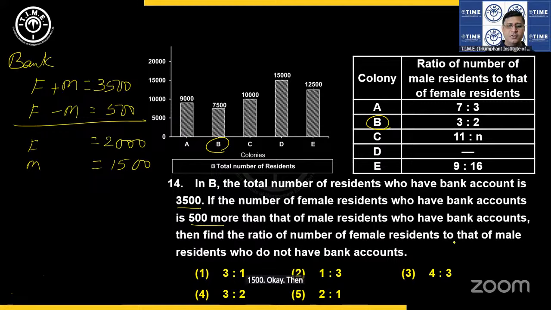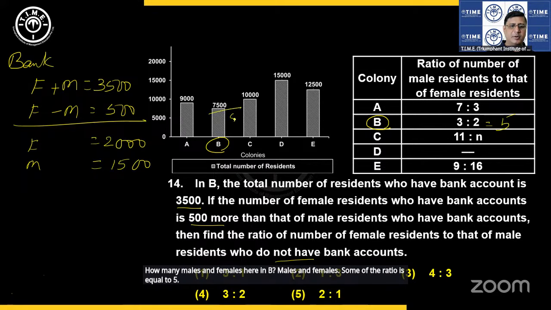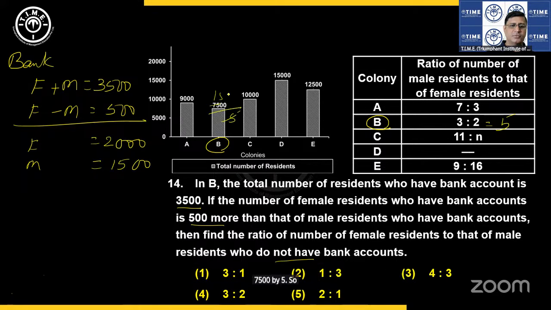Then find the ratio of the female residents and male residents who do not have a bank account. How many males and females here in B? Males and females, the sum of the ratios is equal to 5. 7,500 by 5. It goes exactly 15 times. 3 times 15 is 4,500. And 2 times 15 is 3,000. So these are the numbers of males and females.